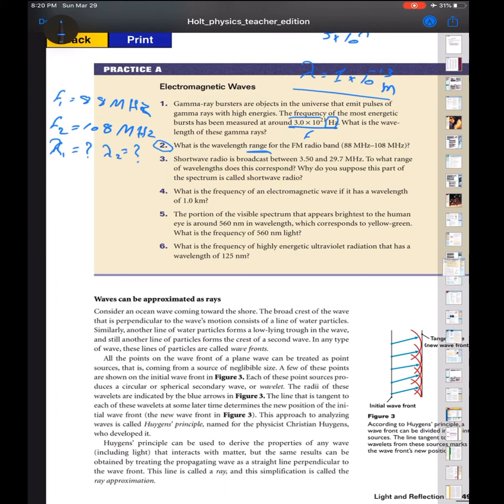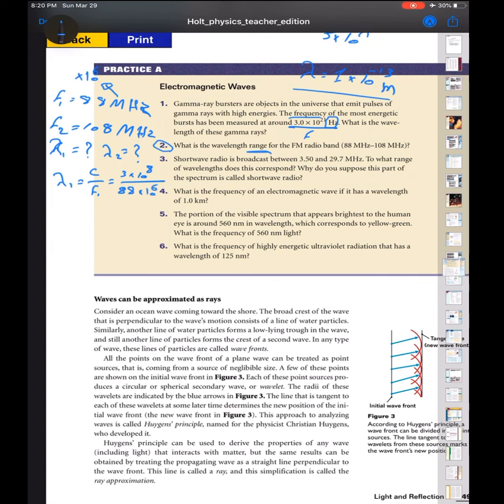But there is an important note, which is wavelength 1 equal to C over F1. C equal to 3 times 10 to the power 8. F1 equal to 88 megahertz. We know this mega stands for 10 to the power 6. So instead of this M, I'll write down 10 to the power 6.